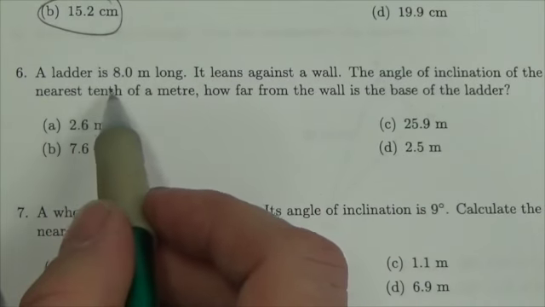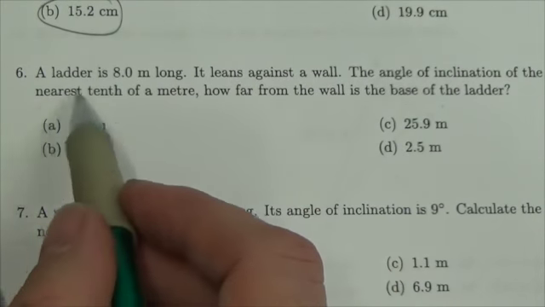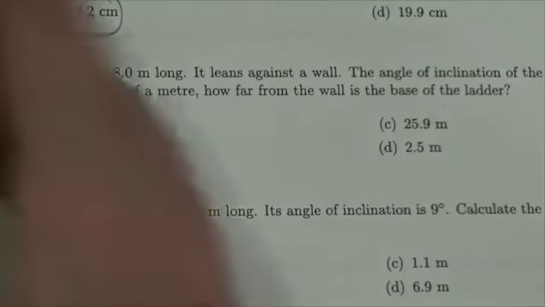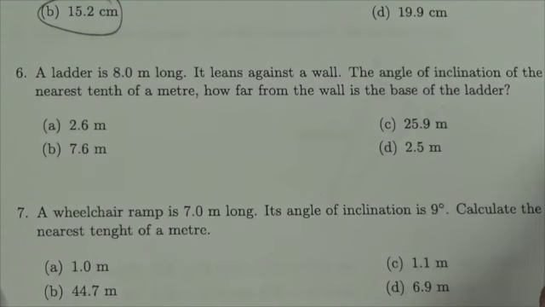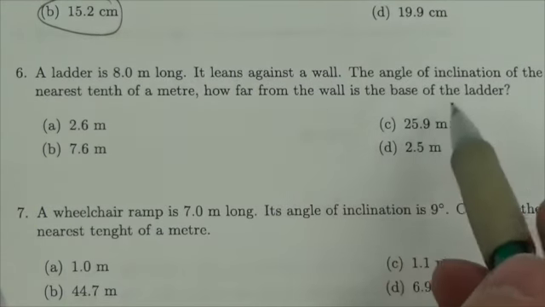It says a ladder is 8 meters long. It leans against a wall. The angle of inclination of the ladder is 72 degrees. To the nearest tenth of a meter, how far from the wall is the base of the ladder?